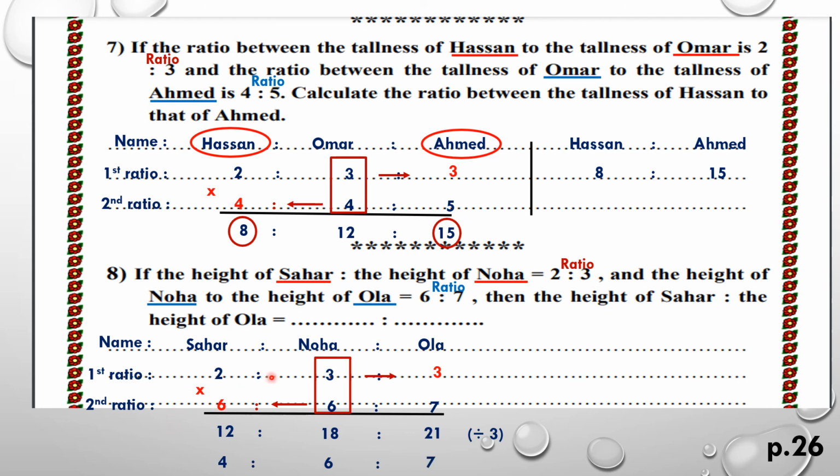This is Sahar to Noha to Ala. But we need to find the ratio between the height of Sahar to the height of Ala. Here is Sahar and here is Ala. Under Sahar we have 4. Under Ala we have 7. So our final answer is 4 to 7, and this is the simplest form.